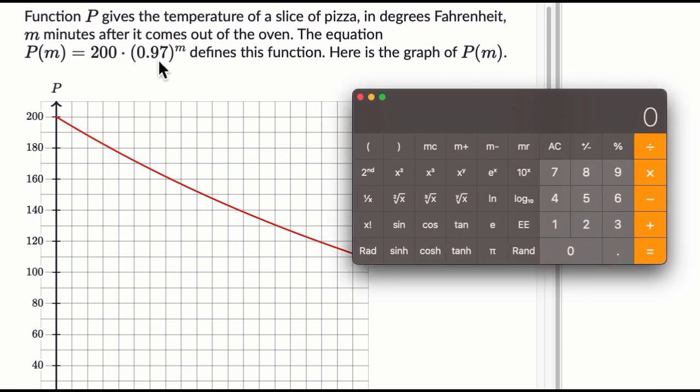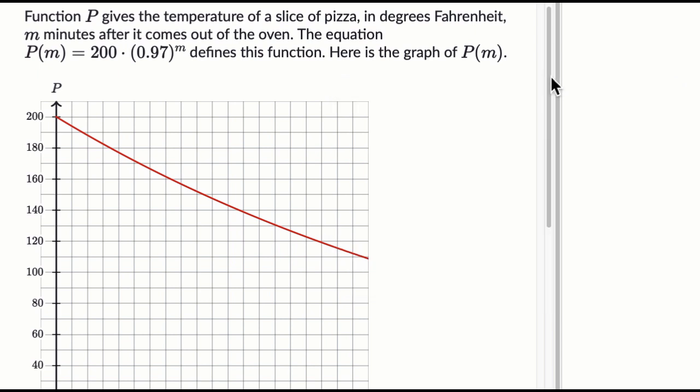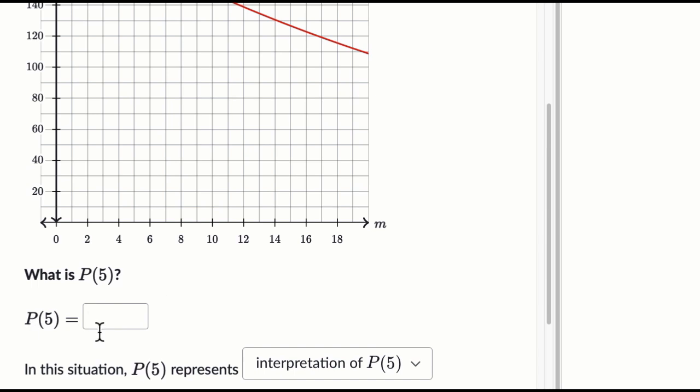So I'm essentially going to take 0.97, and take that to the mth power. In this case, m is 5. So to the 5th power, and that's going to be equal to that. And then I need to multiply that times 200 to get p of 5. So times 200 is equal to 171.74. So let's just assume that we can round this to the nearest whole unit. So this is roughly 172 degrees Fahrenheit. So I could write that here, 172.